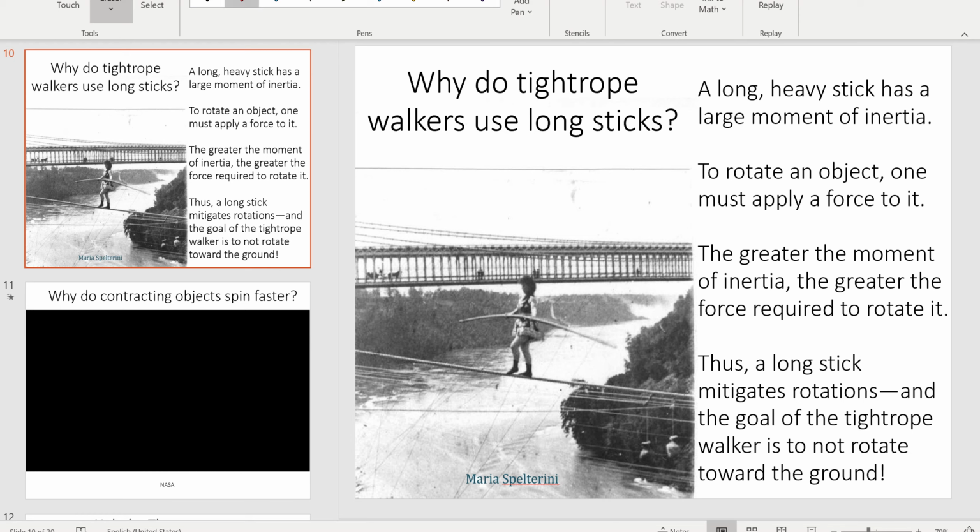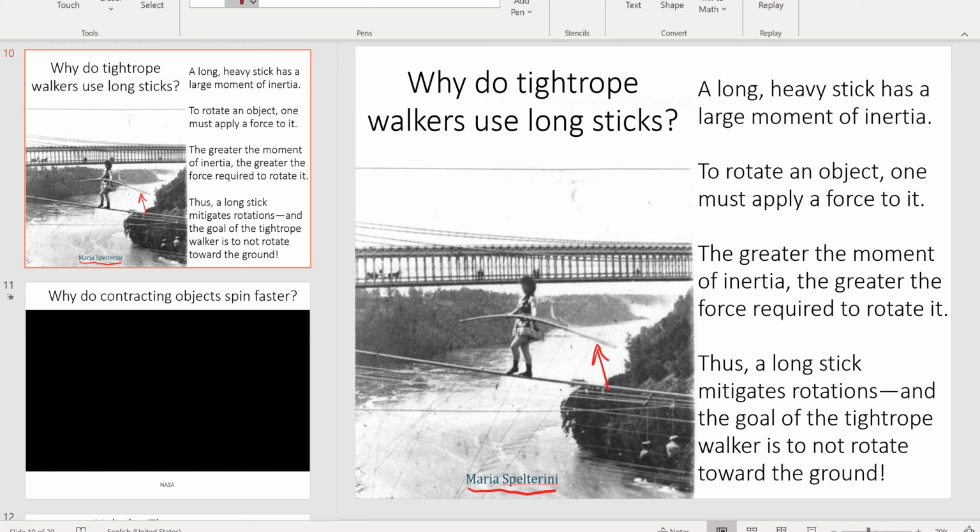This is a picture of a very famous tightrope walker back when not many people did this kind of thing. And this, I think, is from the late 19th century, although I don't remember the date, I'm sorry to say. But here she's crossing a river. I also don't remember the river, I'm sorry. It all escapes my memory. But anyway, this is a real picture. And you can see she's carrying a very long stick.